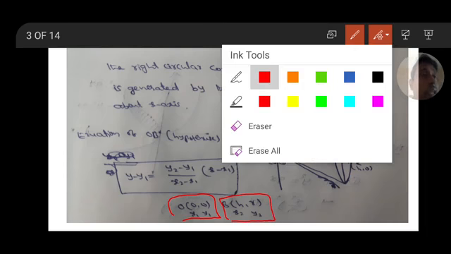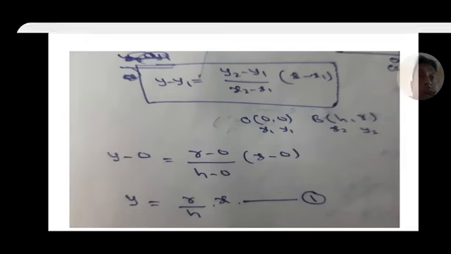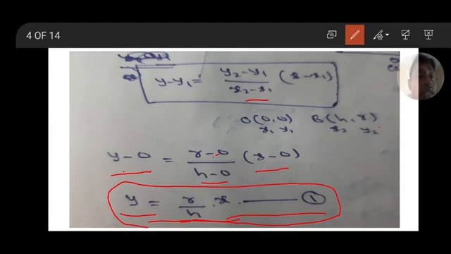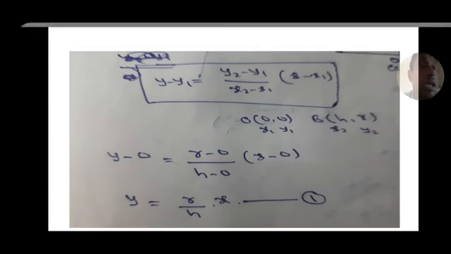So substitute in this formula. You get y minus y1 means y minus 0, y2 minus y1 means r minus 0, x2 minus x1 means h minus 0, into x minus x1, which is x minus 0. So simplification we get y equal to r by h into x. It is equation 1. We got the equation y equal to f of x curve, y equal to r by h into x, and limits are 0 to h.